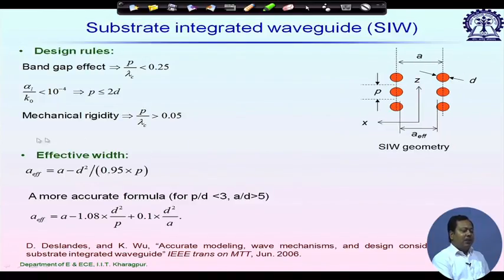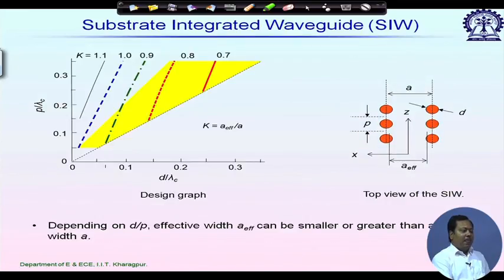Next, we have to calculate the effective width. Once we have the effective width A effective, then we can use the rectangular waveguide formula. A represents the physical separation, midpoint to midpoint, and A effective represents the effective separation between the two effective electric side walls. Now let's see how this A effective varies with the periodicity P and the via diameter D.